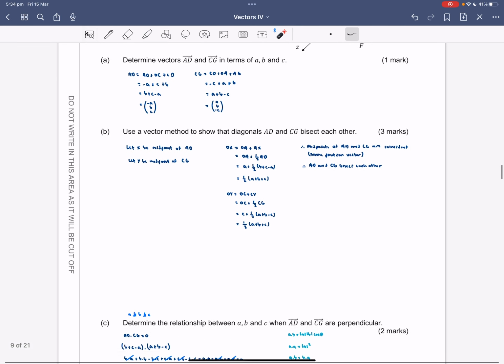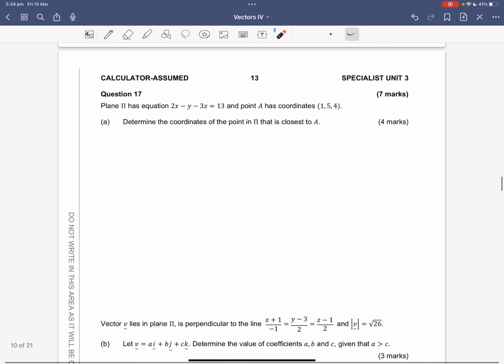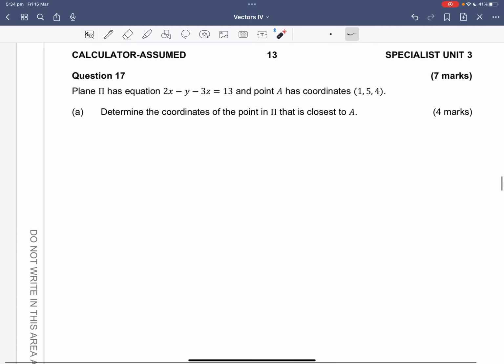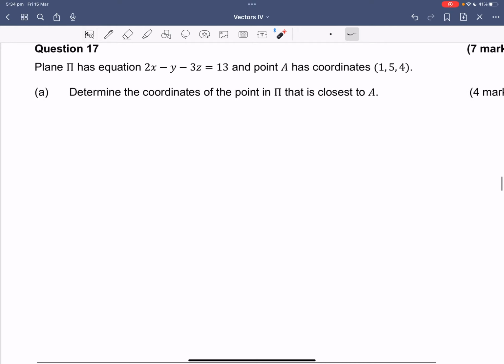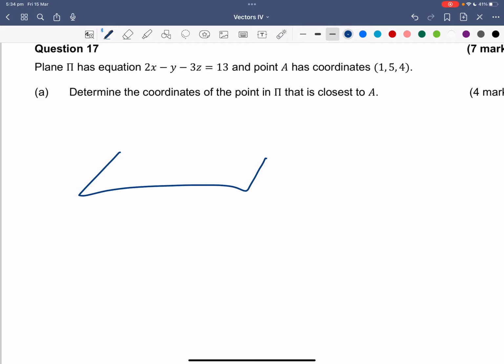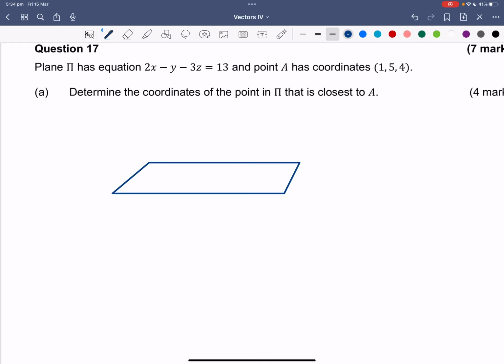Okay? Perfect. Question 17. Plane 2 has got this equation. Fine. Determine the coordinates of the point that is closest to A. All right, really generic, straightforward question. Several ways of doing it, but I'm going to do it in the nicest possible way that we have. So we want the point on the plane that is closest to A.